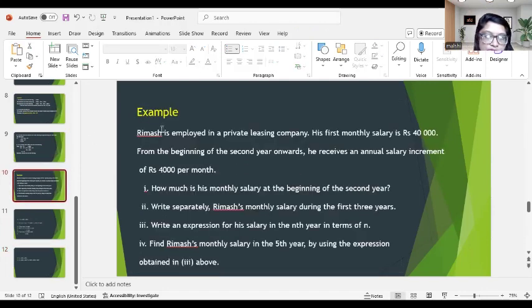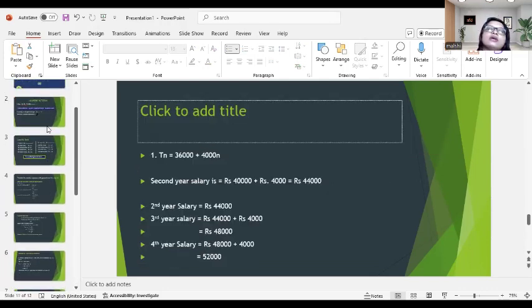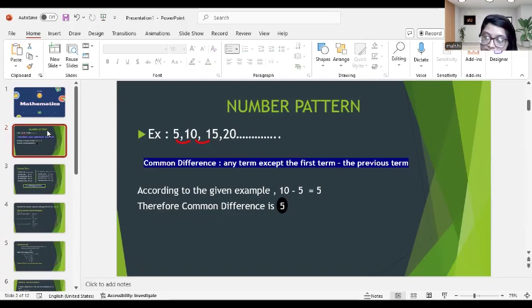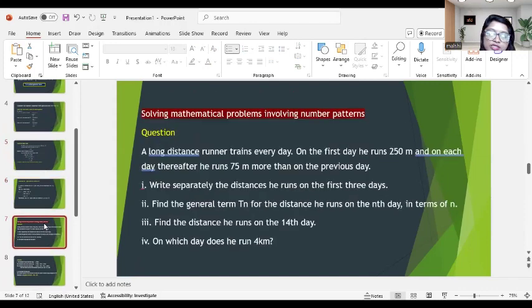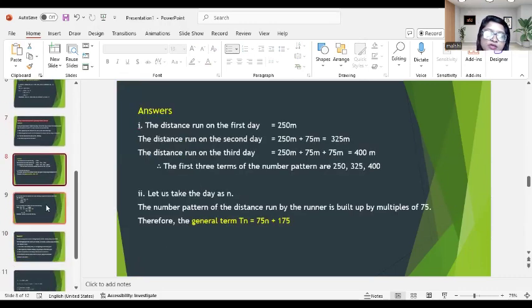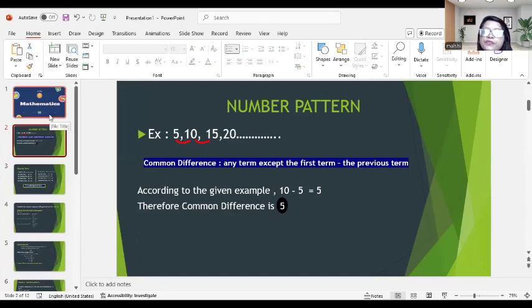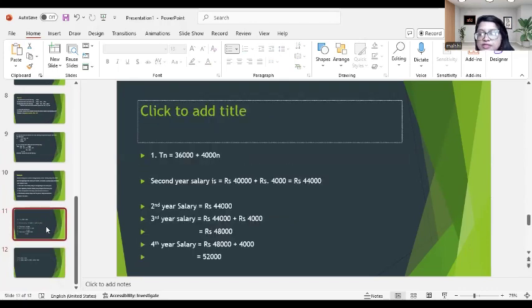Okay. So now I think you have an understanding about how to find the common difference and the general term, and using this mathematics part, using this number pattern you can solve the mathematical problems. So I hope you can face your exams very well regarding this lesson. And so this is the end of my presentation.